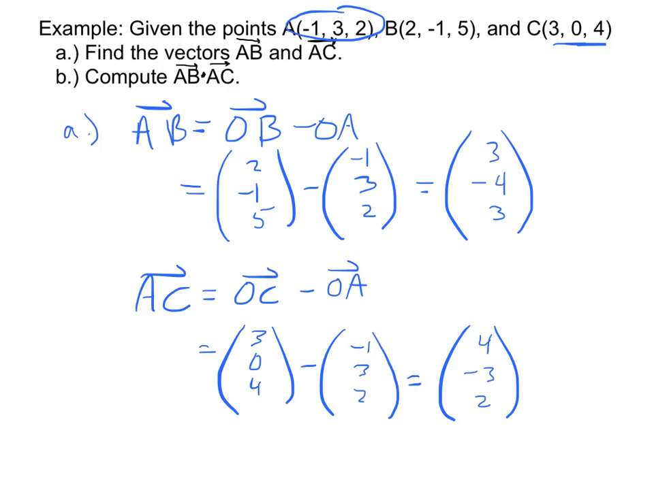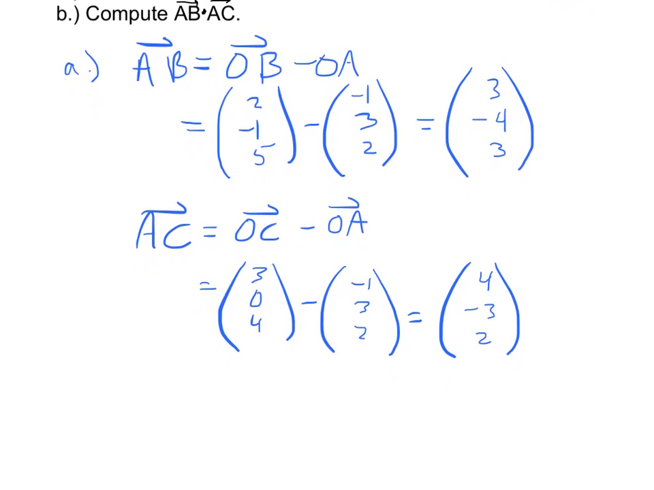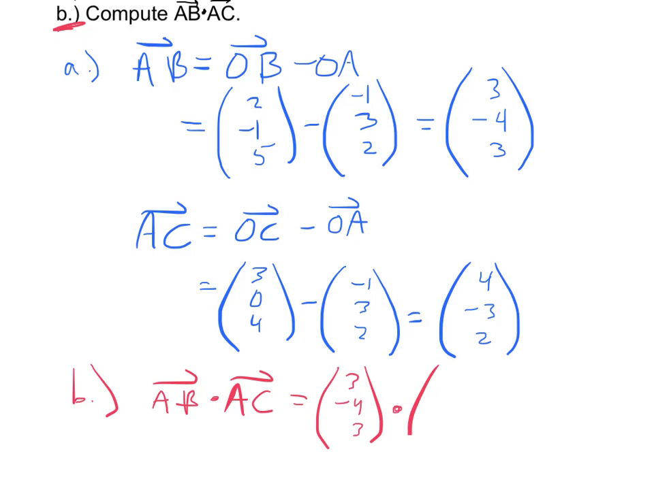Part B, and this is common for the IB exam, they'll have you do part A, and then part B will lead from that. Part B, they want you to do the dot product of those two vectors. So for part B, if they want me to do AB dot AC, well, we'll just take our two vectors, the two things we just found. (3, -4, 3) dot (4, -3, 2). And again, if you saw the formula on the previous page, you should be able to do this on your own. Pause the video, make sure you can do the arithmetic.